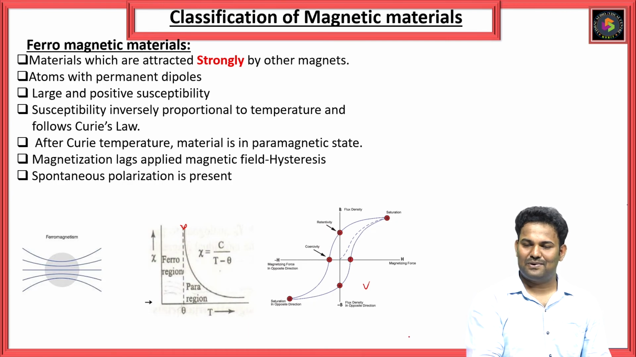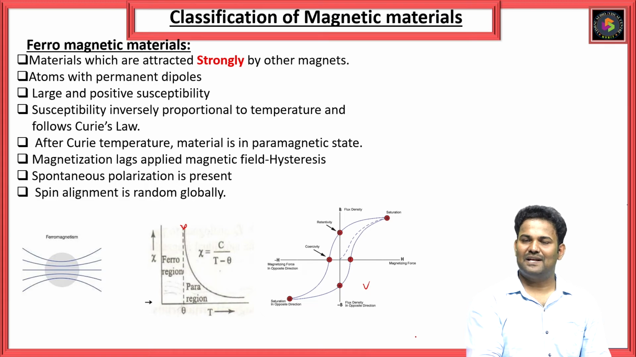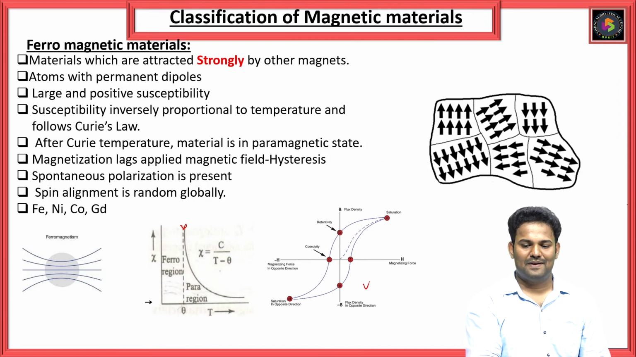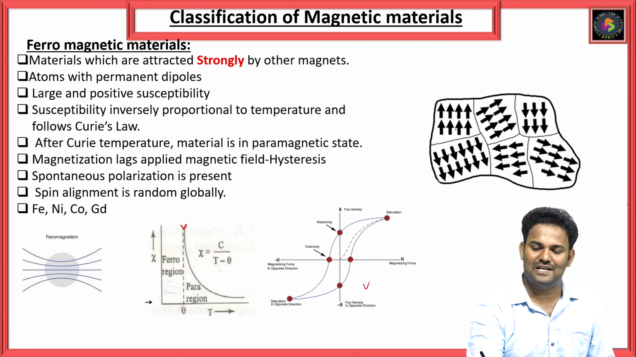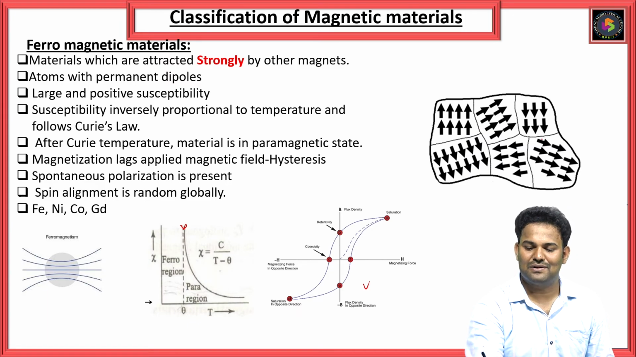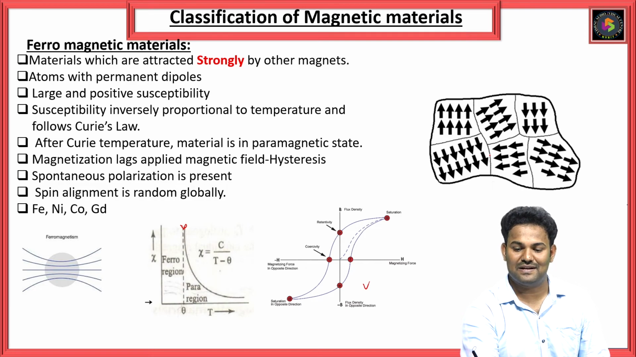Spontaneous polarization is also present in ferromagnetic materials, and the spin alignment is random overall but orderly within the domains. If you look at one domain, the spin alignment is completely in one direction. If you apply a magnetic field, these can be aligned in only one direction. So this is a major difference between paramagnetic, diamagnetic and ferromagnetic materials.